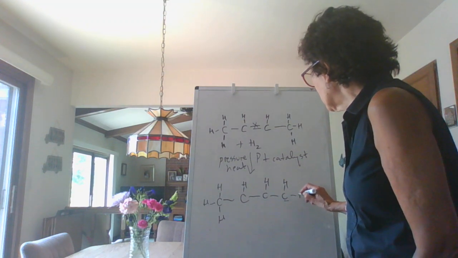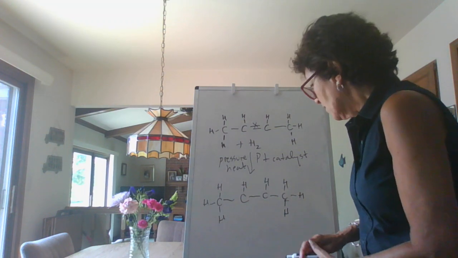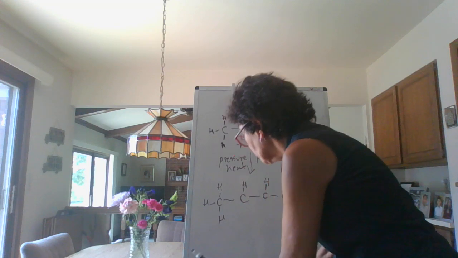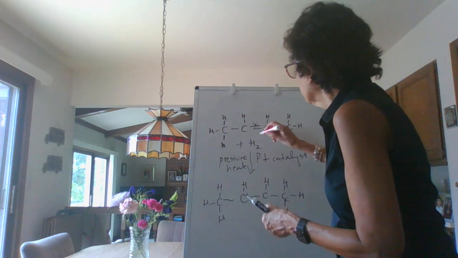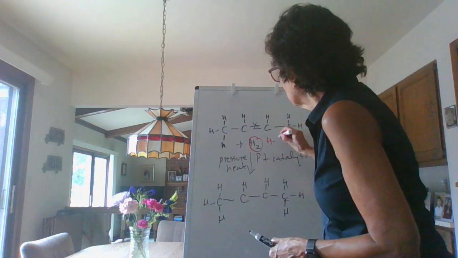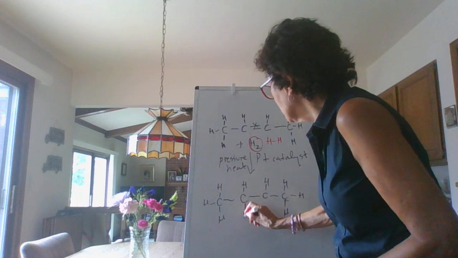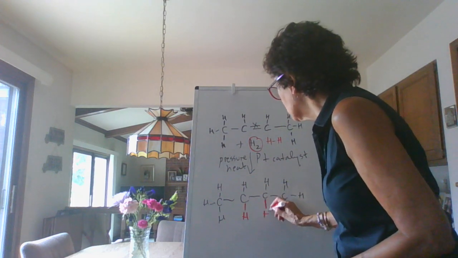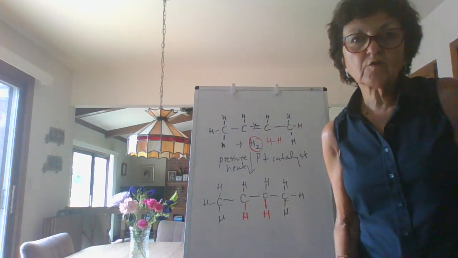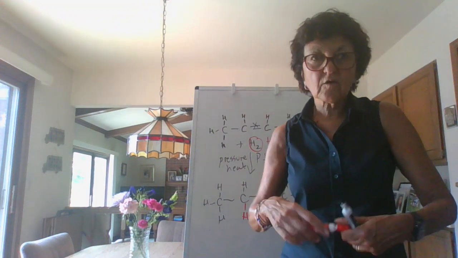All right, and then you're going to see these two hydrogens, this guy over here, this is an H and an H. One H will come here and one H will come here. That's what a hydrogenation reaction is, all right?